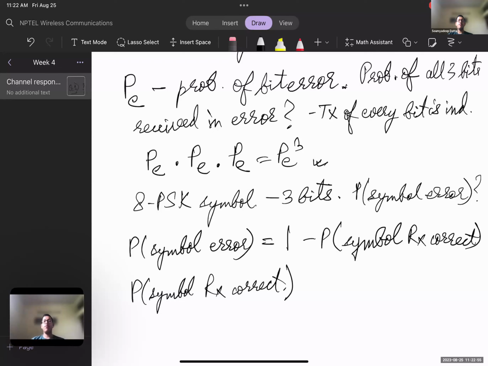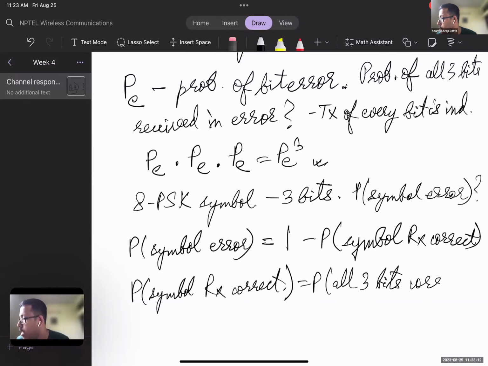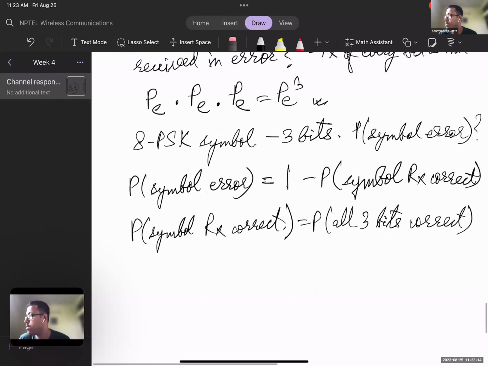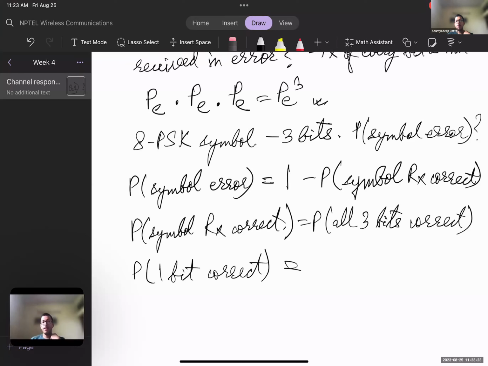So for the symbol to be received correctly, we need all 3 bits to be received correctly. All 3 bits have to be received correctly. And what is the probability? So I'll just write it down. All 3 bits correct, right? And so what is the probability of 1 bit being correct? The probability of 1 bit being in error is PE. So what is the probability of 1 bit being correct?